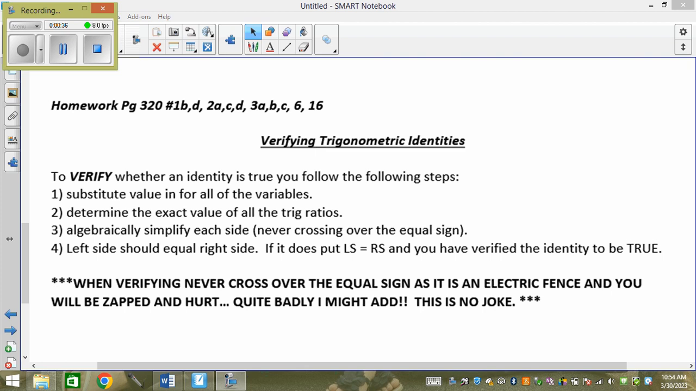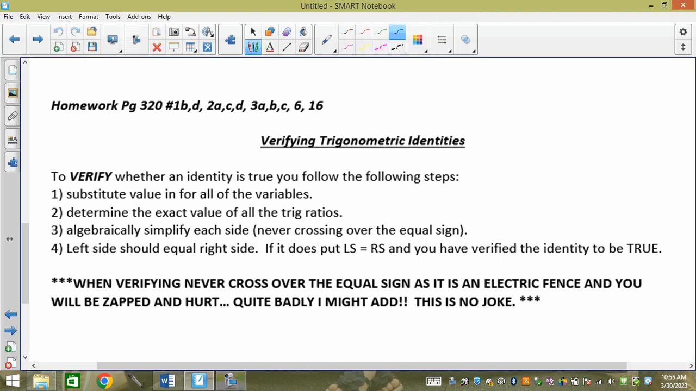So verifying a trigonometric identity, this is for a specific angle. So you're verifying that something works for a specific angle, one angle, that is it. So for one angle, yay, left side equals right side.